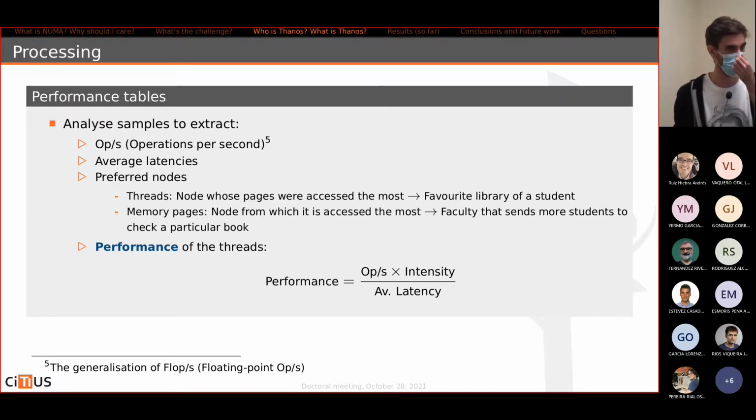After that, we build a performance table, and with the collected information, we can derive the operations per second, which gives us the speed of our code, how fast it is executing. We also compute the average latencies, which will be useful to make some decisions later. We can also know which are the preferred nodes for both threads and memory pages. And finally, we compute the performance of each thread following this equation.